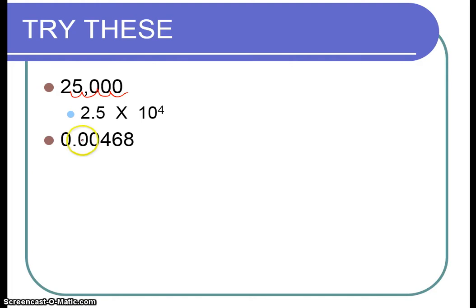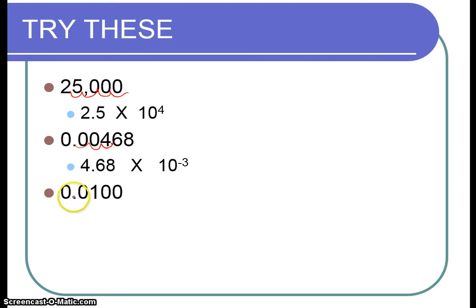In this case, the decimal is already here. I'm going to move it so that it's 1 place past the 4. So I'm going to have 4.68, and because this number is less than 1, I have 4.68 times 10 to the negative 3.